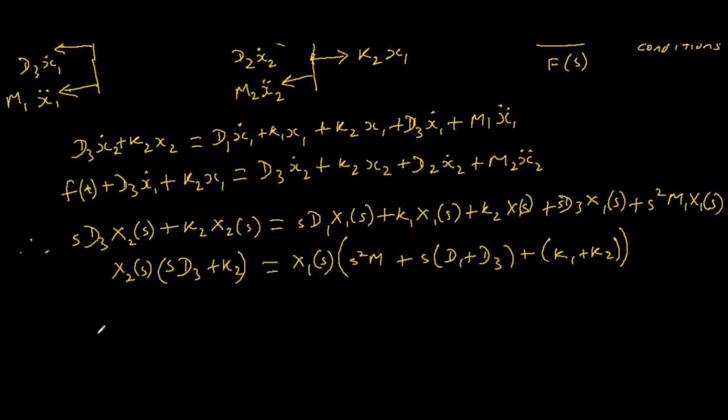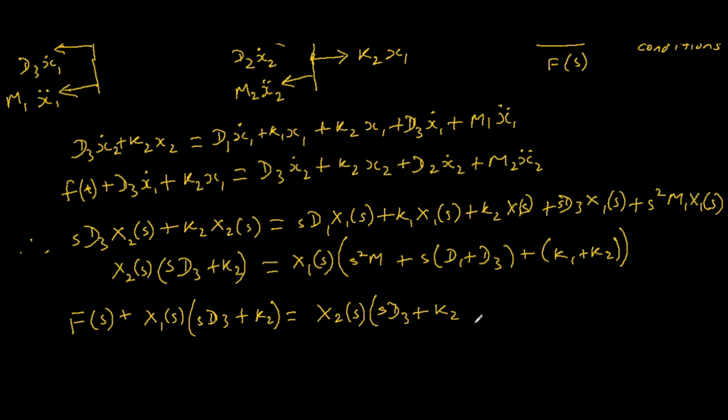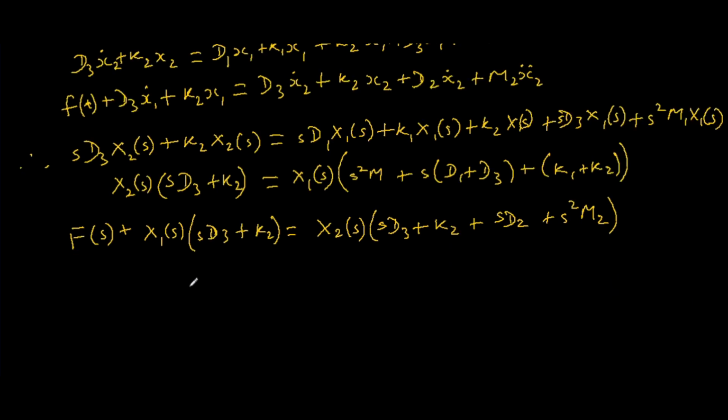Let's take the second equation. Laplace transform of the second equation tells us that f of s plus, can I skip a step here and just simply write x1 of s into s d3 plus k2 is equal to x2 of s all into s d3 plus k2 plus s d2 plus s squared m2. So this is where we're at this point.